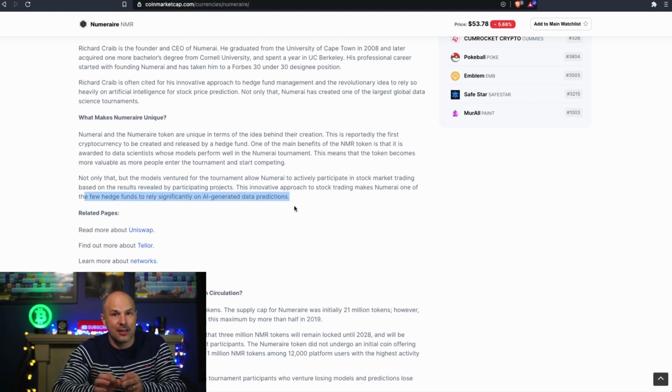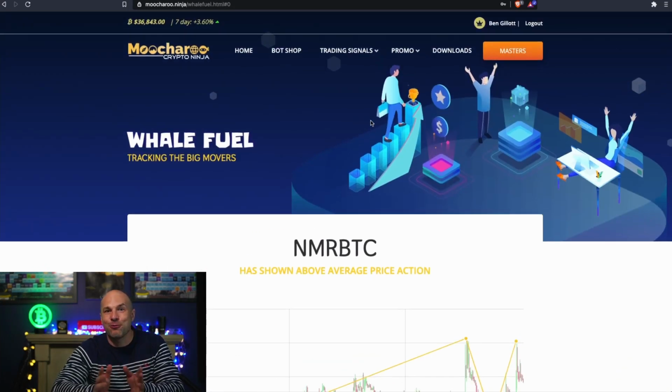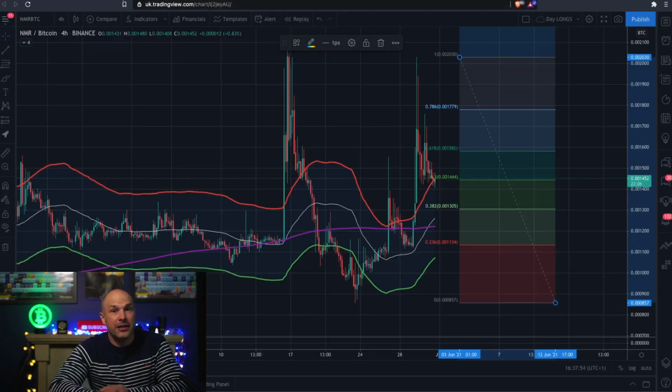So basically, it's some sort of hedge fund which uses AI technology to trade stocks. And as you know, from my websites and everything that we do here, if you do follow a lot of the stuff that I do with Moocharoo Ninja, this is totally my type of thing. I love it straight away as soon as I found out about it.